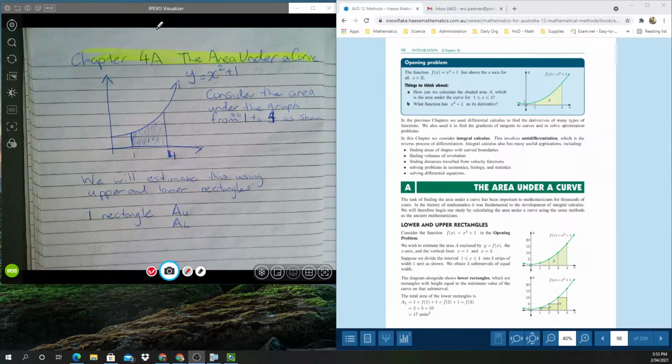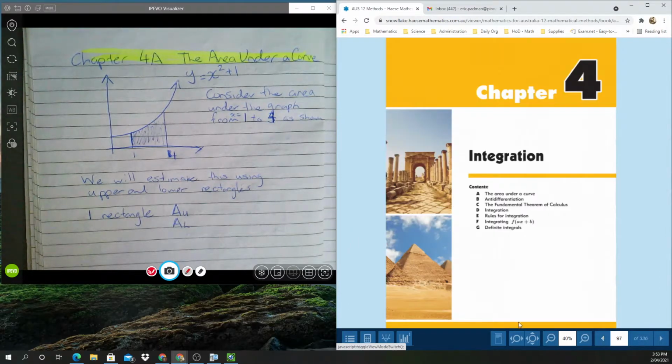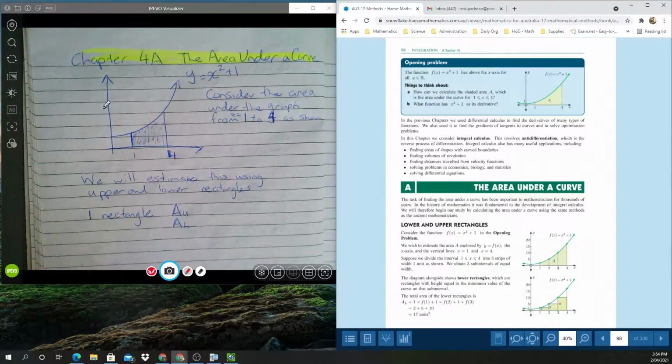I haven't made one of these for a while, but now that I'm taking over some content from Math Methods, we're going to have a look at Chapter 4a, the area under the curve. So you'll find that in your Hasty textbook. We're now moving on to Chapter 4, the first part, area under the curve. I'm just going to go straight into an example because this is almost self-explanatory, but the techniques we'll need a little bit of practice to master.